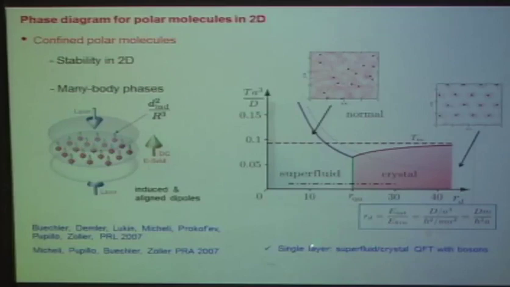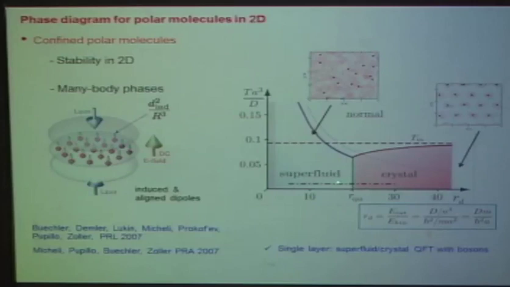If one takes a bunch of bosons in two dimensions, this is the phase diagram. Here you have temperature, in units of interaction energy and interparticle distance, and here you have the interaction to kinetic energy ratio, which goes like the dipole squared times mass over interparticle distance. So by compressing a superfluid of dipolar bosons more and more, the system becomes interacting and one can undergo a superfluid to crystal quantum phase transition.